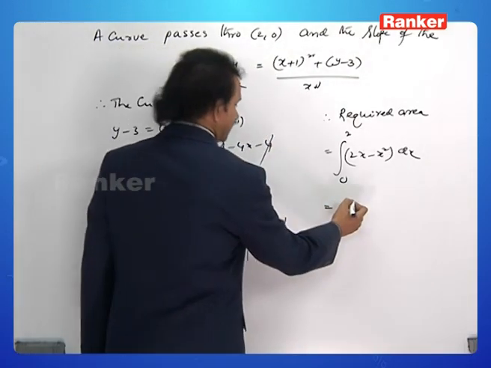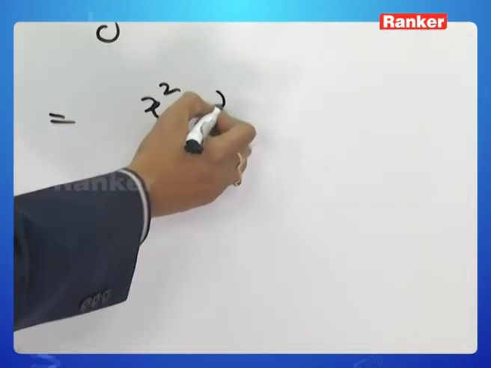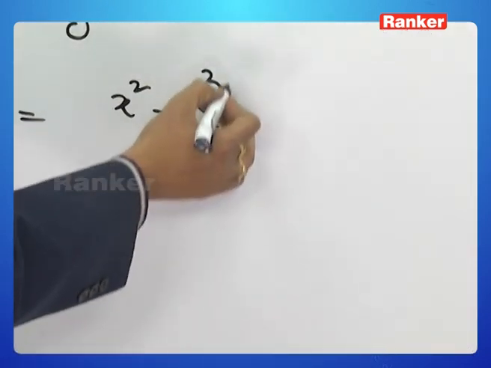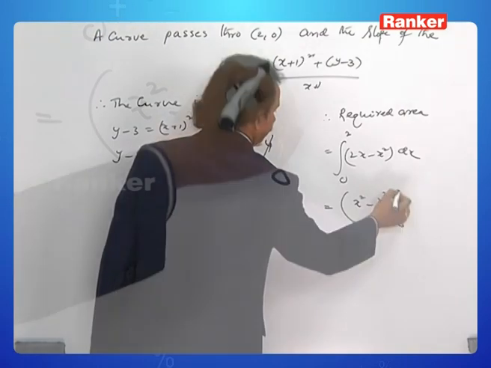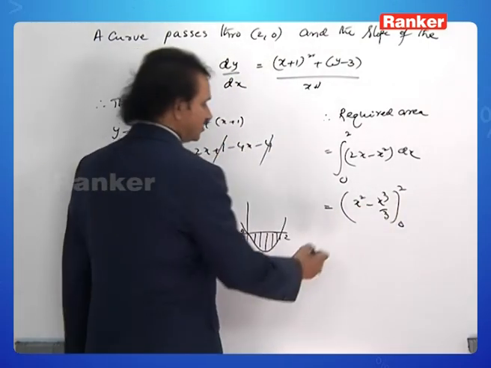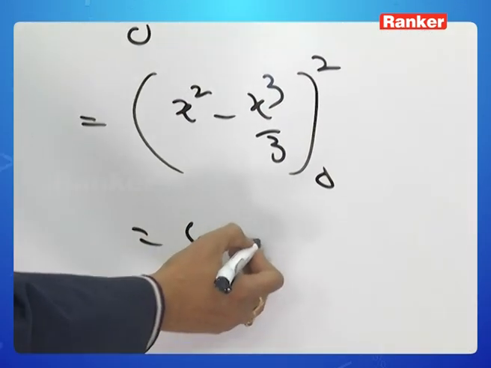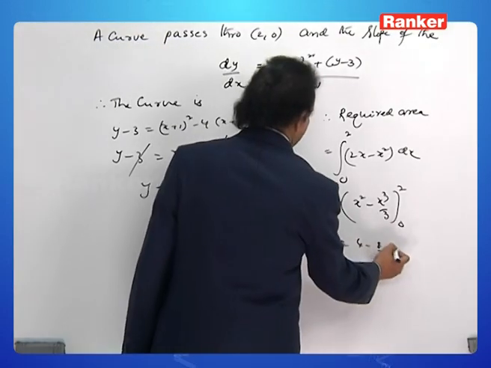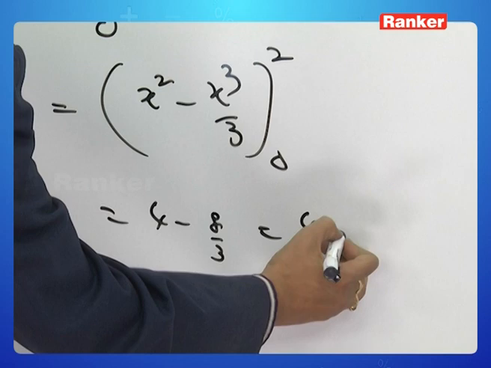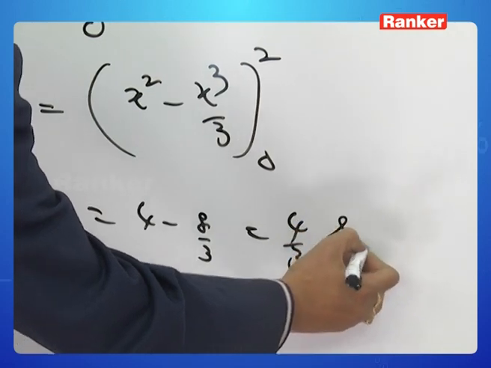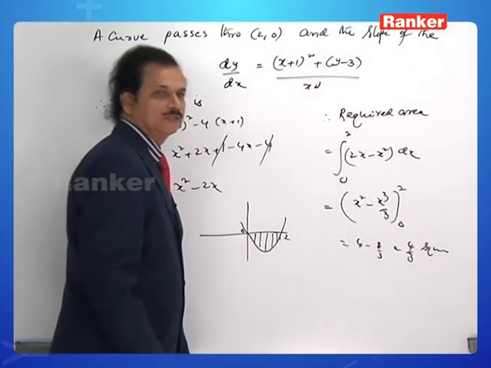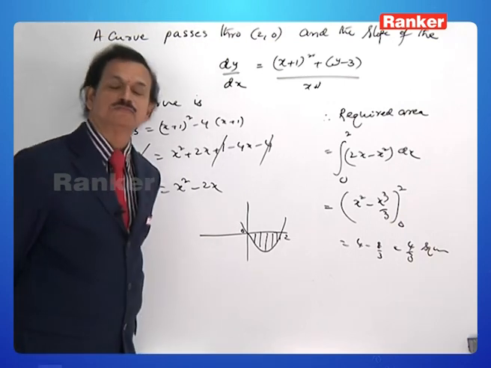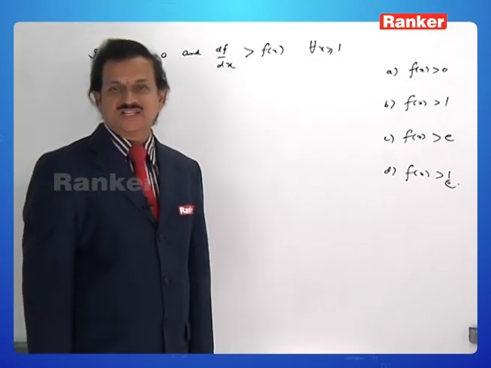What is the integral of 2x minus x square? So, the required answer is 2 square is 4 minus 8 by 3. 3 4s are 12, 12 minus 8 is 4, hence the answer is 4 by 3 square units. What is the answer? 4 by 3. Another special problem.